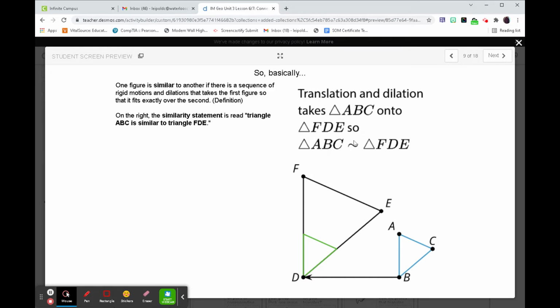So we read this to say triangle ABC is similar to, that symbol means is similar to, triangle FDE. And remember, when you list the angles of a triangle, each corresponding angle must be in the same order. So in this instance, A corresponds to F, B corresponds to D, and C corresponds to E.